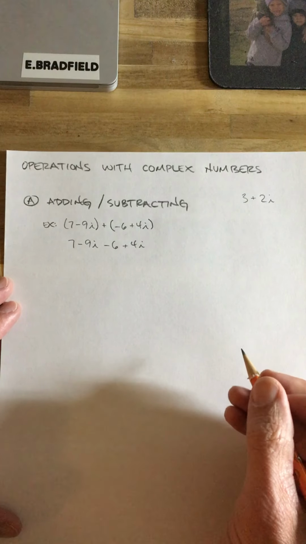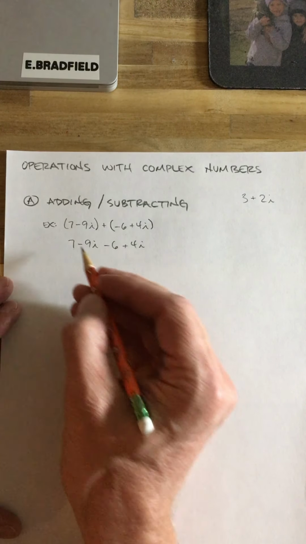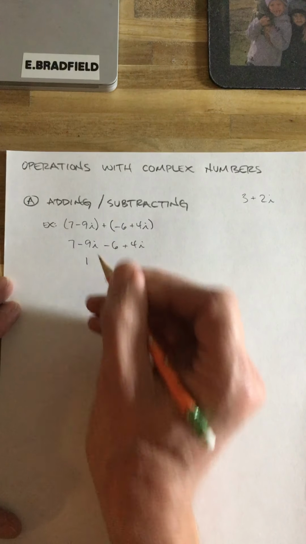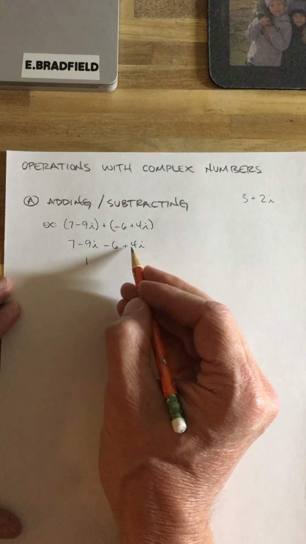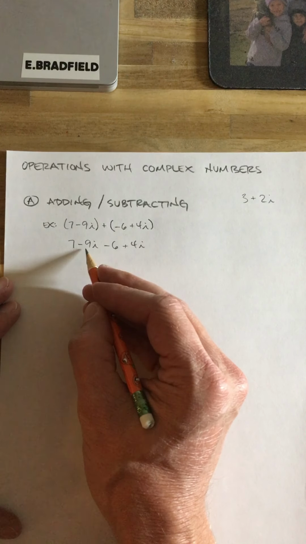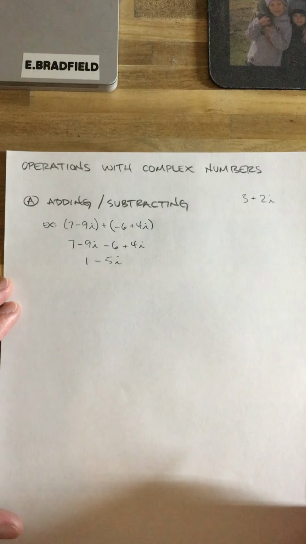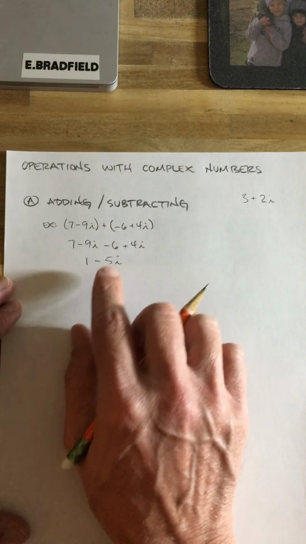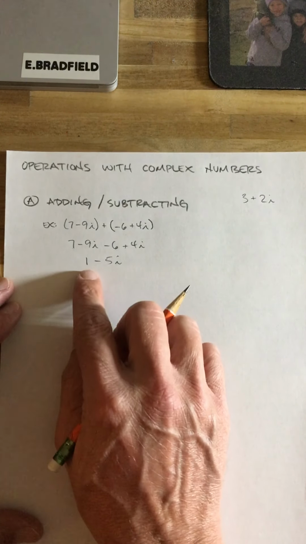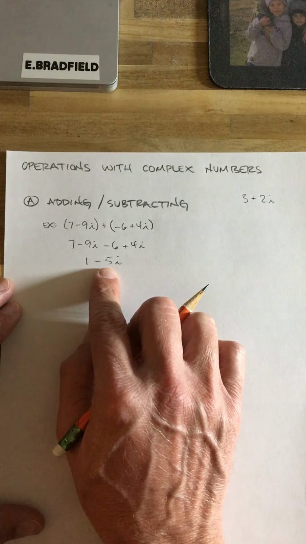Okay, and now we're just going to combine like terms. 7 and negative 6, those are like terms. So 7 minus 6 is 1. And we have negative 9 of the i's, and we're adding 4 of them. So negative 9 plus 4 is negative 5 of the i's. And that's the sum of these two complex numbers in standard form. Notice 1 is the real component, and negative 5 is the imaginary component.